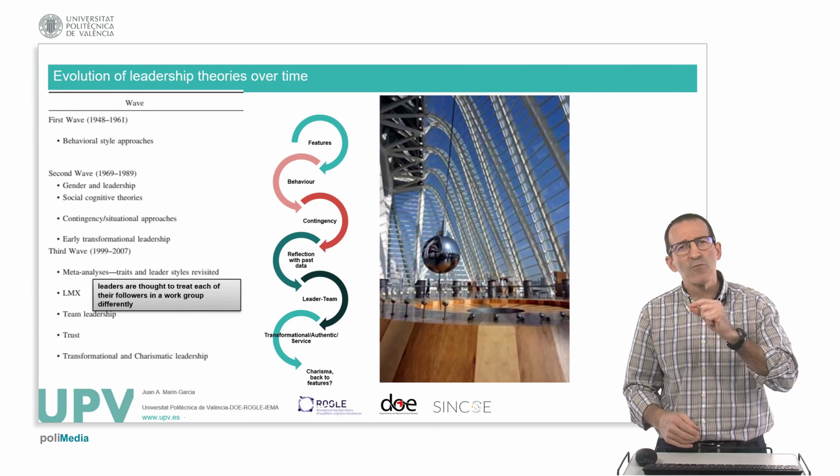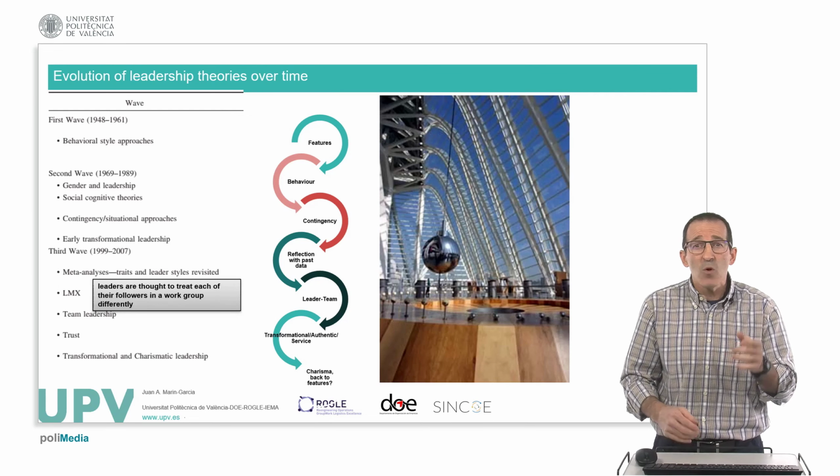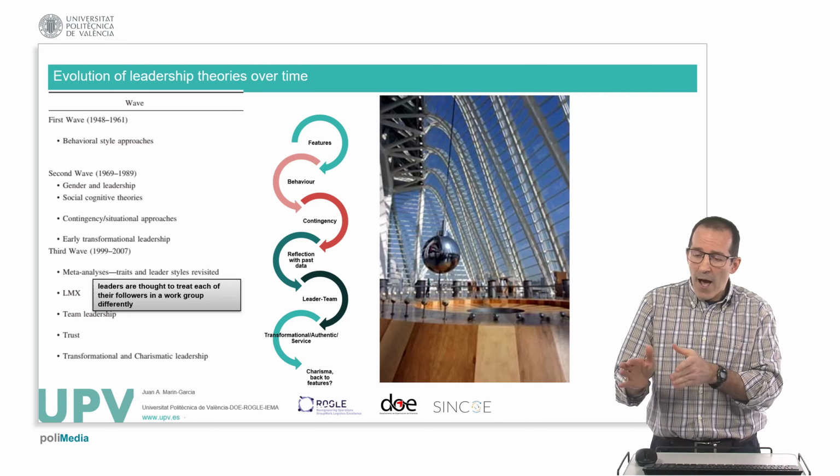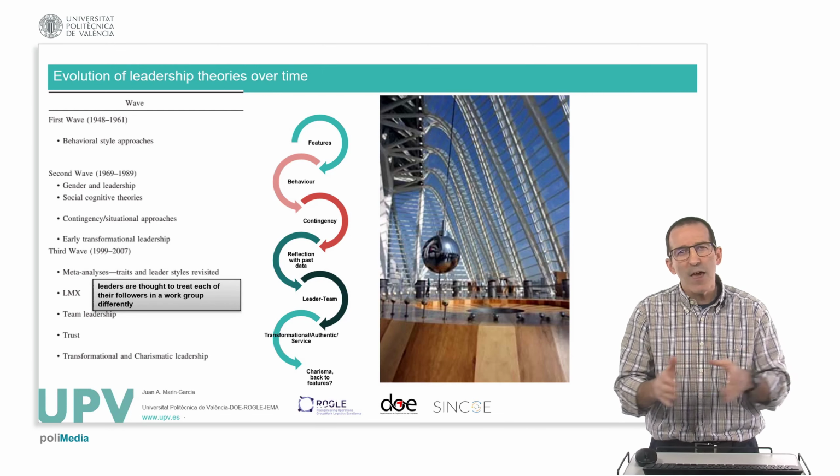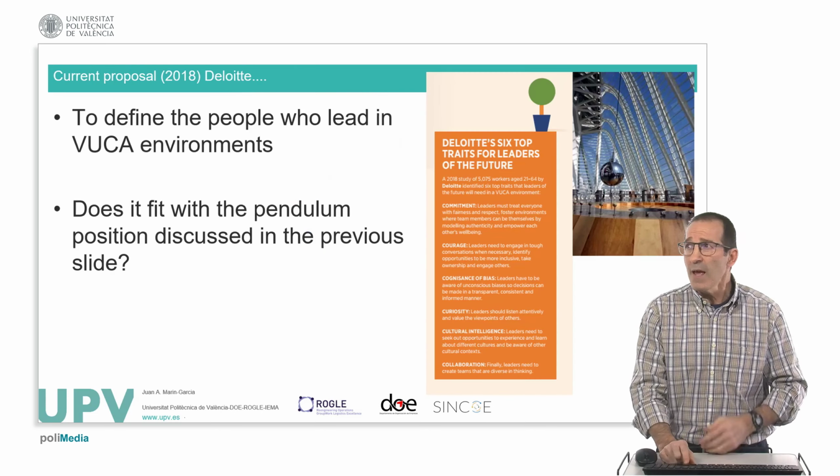In the end, what they do is remind us a little bit of the models based on charisma, so that nowadays the pendulum has returned to the traits, but with different traits from those proposed in the middle of the last century.